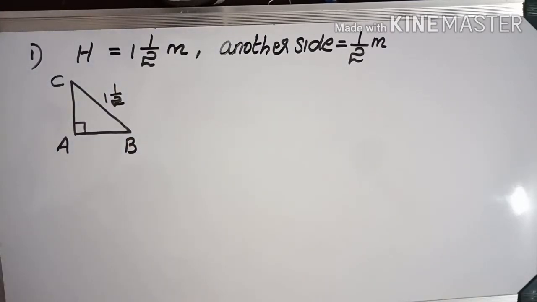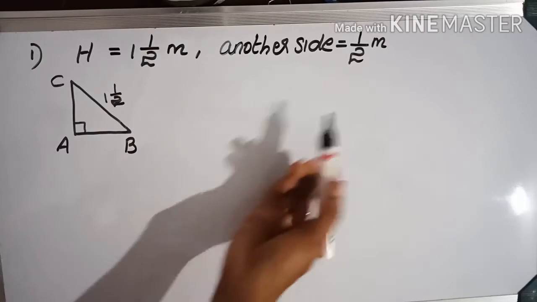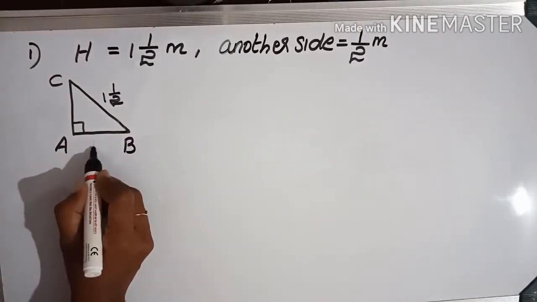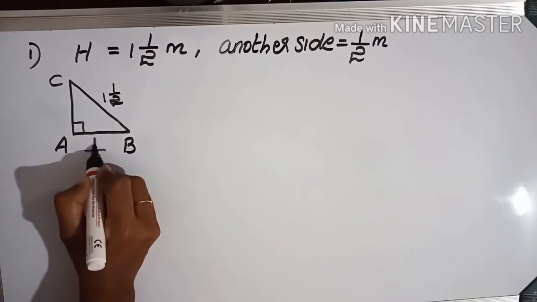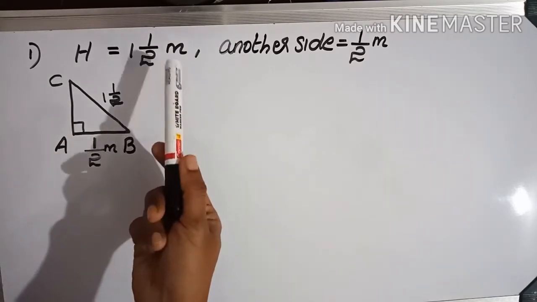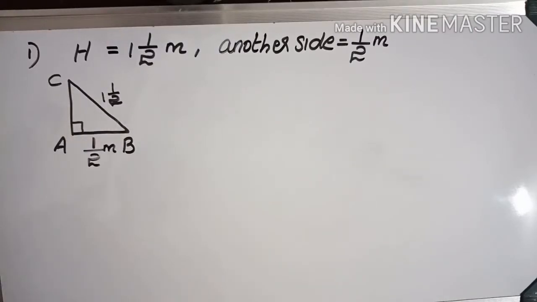Next it is given that another side is equal to half meter. Another side means it can be base or altitude, any measurement. Let's take that another side as base, AB. Let's take this as half meter. The question is, calculate the perimeter of this right triangle correct to centimeter. Correct to centimeter means in the question the unit is meter, but in the answer you have to write it in centimeter. The unit must be centimeter.